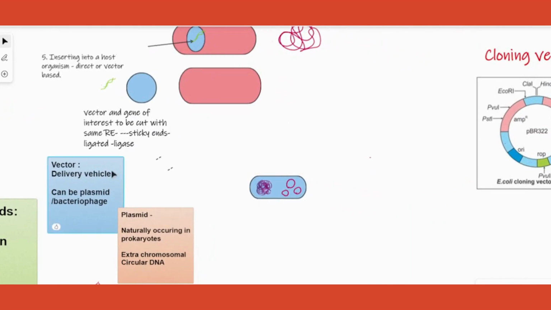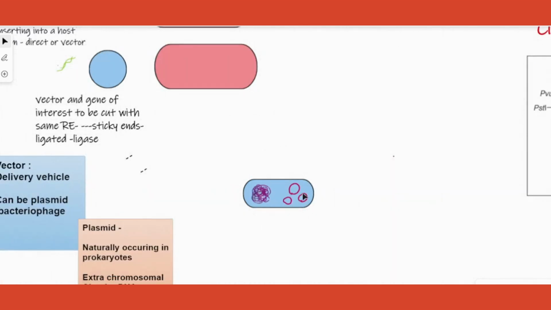Vectors are delivery vehicles. This can be either a plasmid or a bacteriophage. So you should know what is meant by a plasmid, isn't it? I have drawn here one bacteria. Let us say this is one bacteria. Bacteria will have its genetic material, which we'll call chromosomal material.